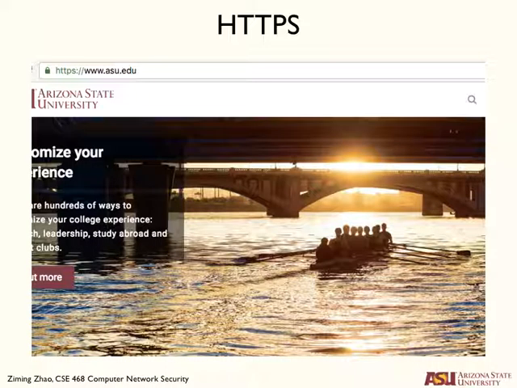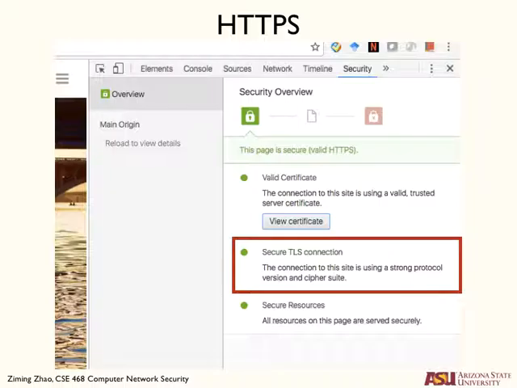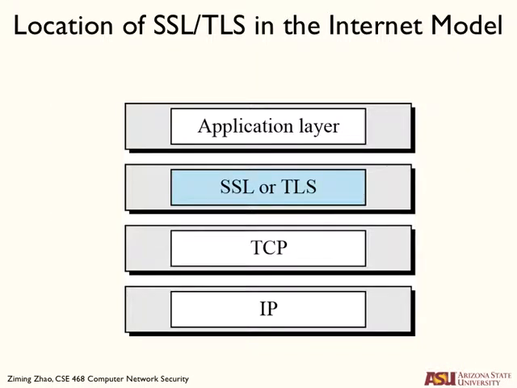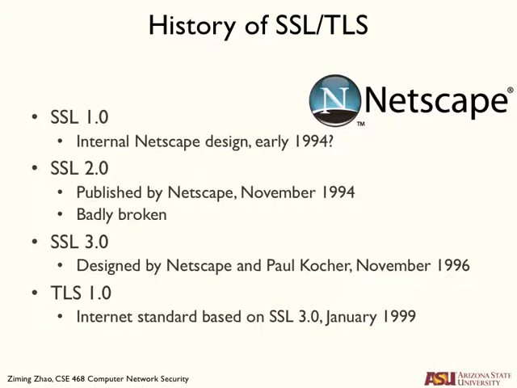So like we discussed before, if you visit HTTPS, the browser will show a green mark here and also show HTTPS in green. But if you look into it, you will find that it says this is a secure TLS connection. So HTTPS is not really, technically, a protocol. Because this SSL or TLS is built on top of TCP, and it provides service for the applications. Its location in the internet model is below the application layer and above the TCP layer.